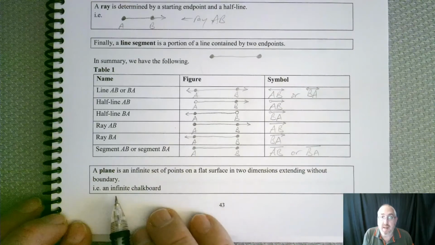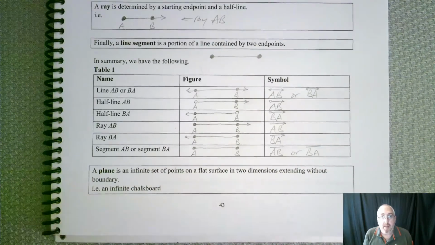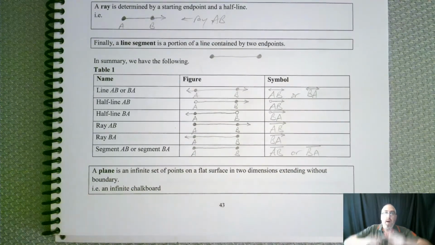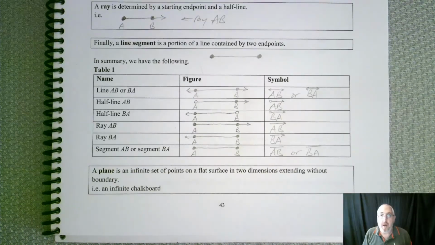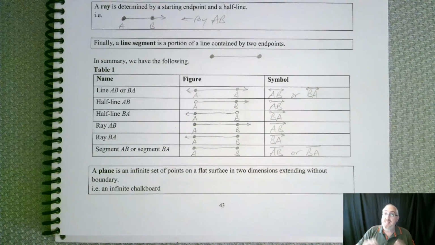So for example, if we had an infinite chalkboard, I'm a big chalkboard fan. But imagine having one that went on forever in all directions. That would be pretty cool, but obviously hard to write on. But that's the idea. It's a flat surface. It's not twisted or anything like that. It's a completely flat surface, but it goes on forever in all directions.